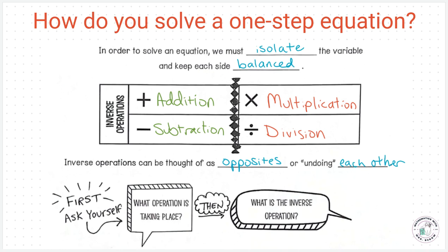So I like to tell my students, when you see this equation in front of you, whether it's a one-step, two-step, multi-step, first ask yourself, what operation is taking place? What is happening to my variable? Is there multiplication going on? Is there addition? Is there subtraction? Is there division, right? Eventually there's going to be exponents involved. For right now, just what operation is taking place? What single operation? And then what is the inverse operation of that? Because we're going to do the opposite to isolate the variable.